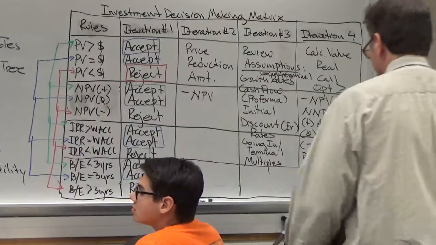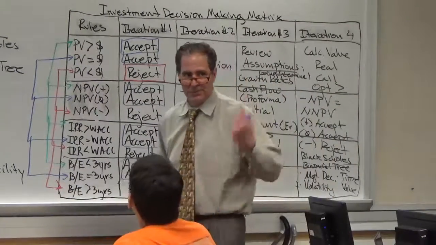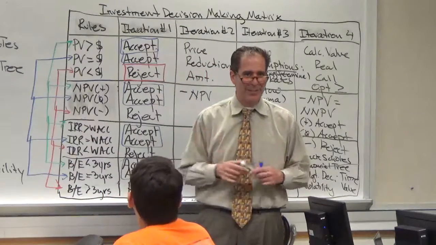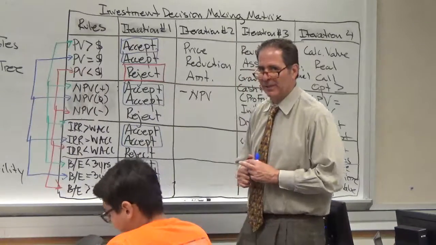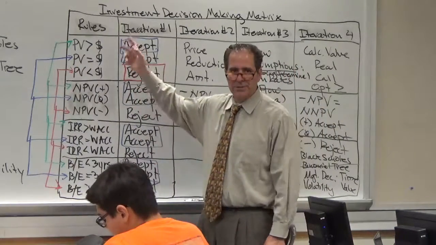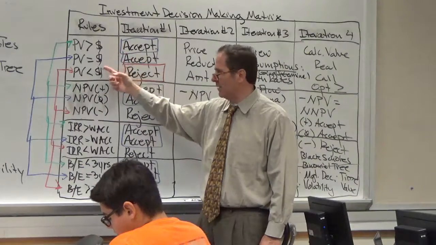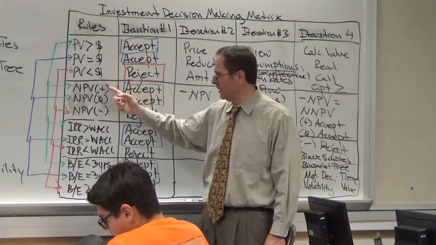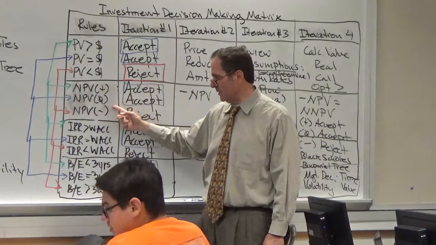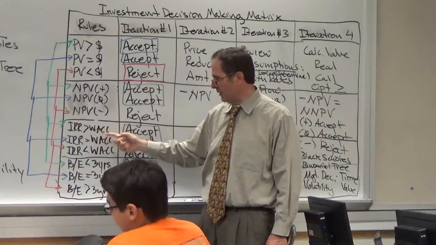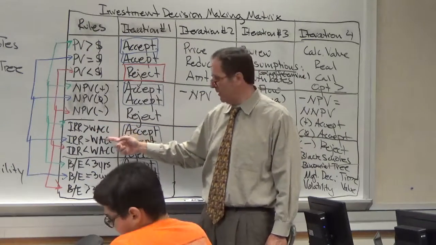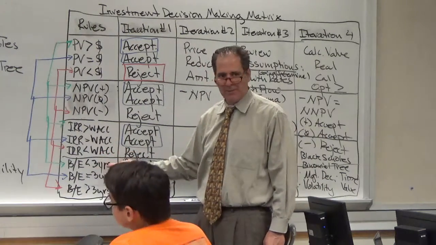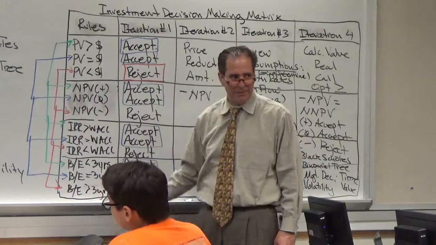All right, so the investment decision making was the last problem, which was the first problem on the exam. We're just going to go back and do it all over again so that you burn the stuff in your brain. So the rules: present value greater than the price or the cost, present value equal to the price or the cost, present value less than the price or the cost. Net present value positive, zero, negative. The internal rate of return greater than the WACC or the discount rate, IRR equal to the WACC, IRR less than the WACC. Break even less than 3 years, break even equal to 3 years, break even greater than 3 years.